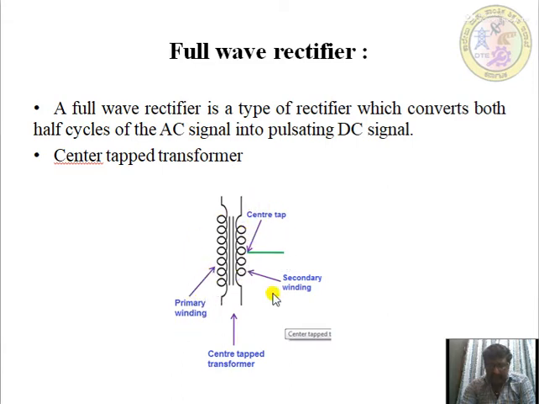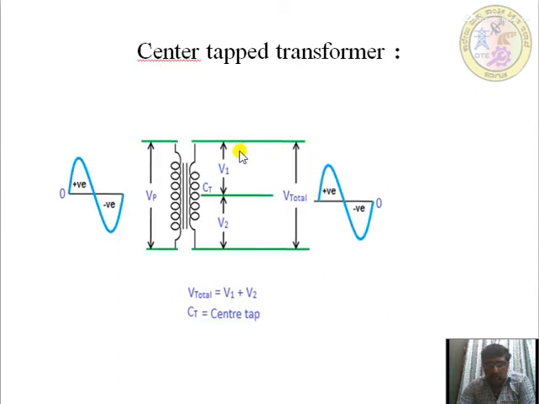First is the primary winding, then the secondary winding, and this secondary is divided into two voltages, V1 and V2. So it is known as the center tapped transformer, because in between it is divided. Another thing: the full wave rectifier will use two diodes. This is the information about the center tap transformer.